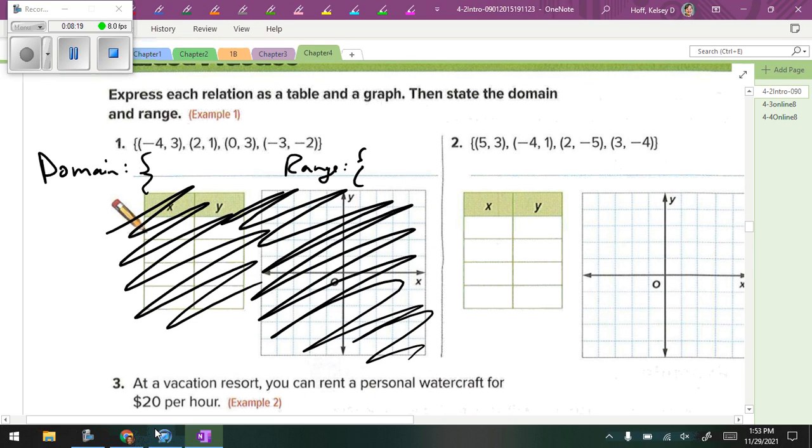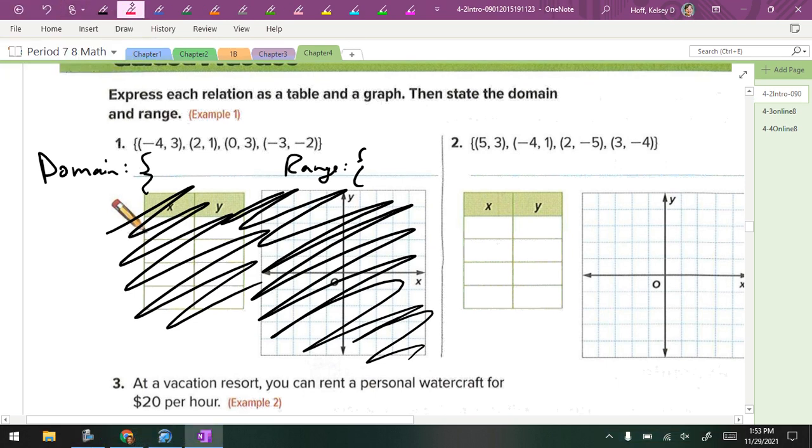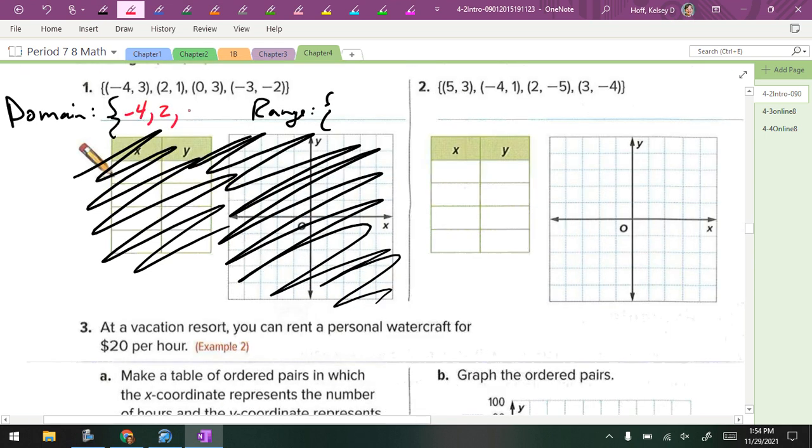Brainer. What's the first thing you wrote down in your domain? -4. Will. 2. Sage. -3. Austin. 0. Ray, first number in your range. 3. Evan. 1. Gabby. -2. Aspen. That's it? I only need 3 of them? Very good.